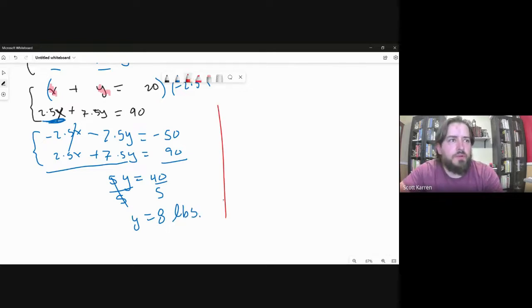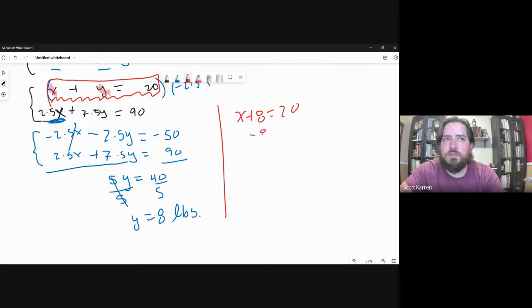And then solve it for x. And there's a lot of times a blatantly obvious one that you want to use because x plus y equals 20. Well, x plus 8 equals 20 is a pretty easy equation to solve for. Just subtract 8 from both sides, and you're done.